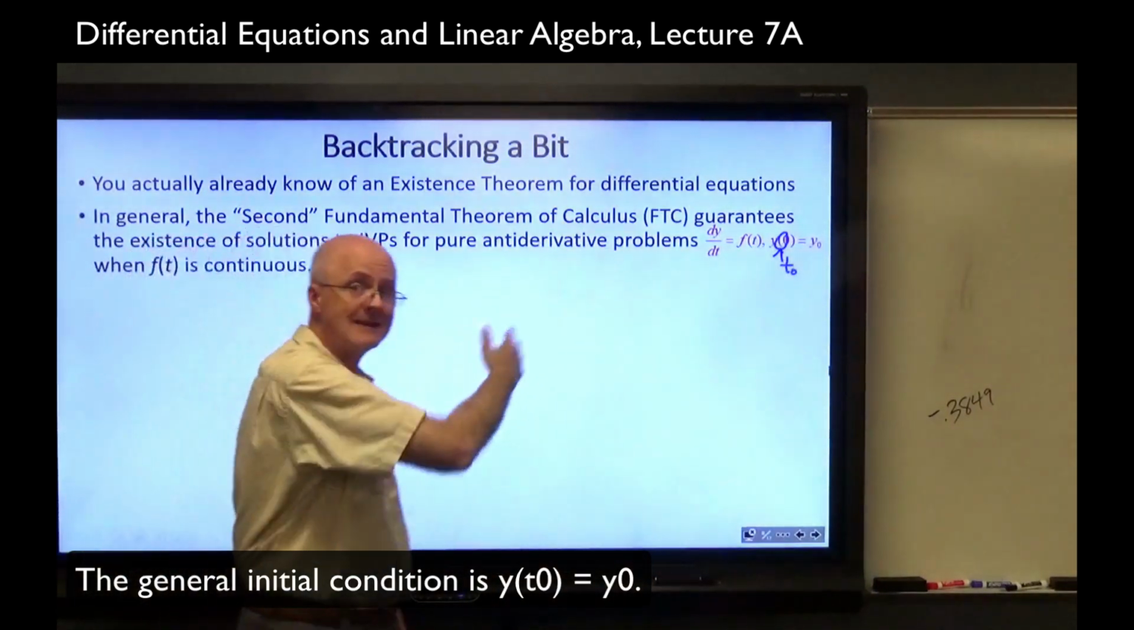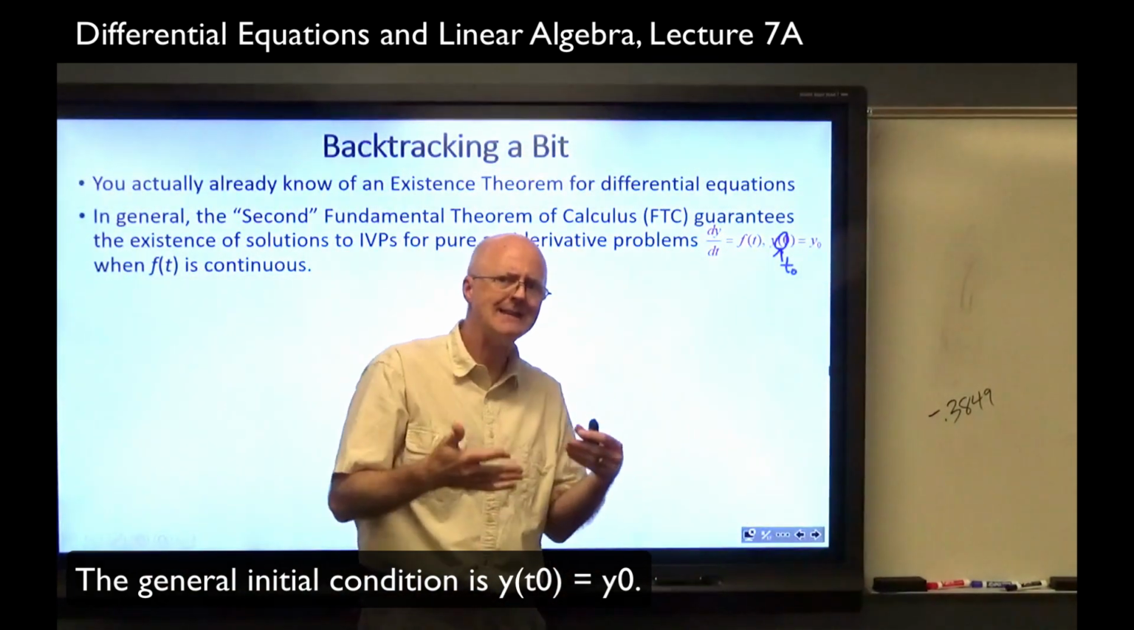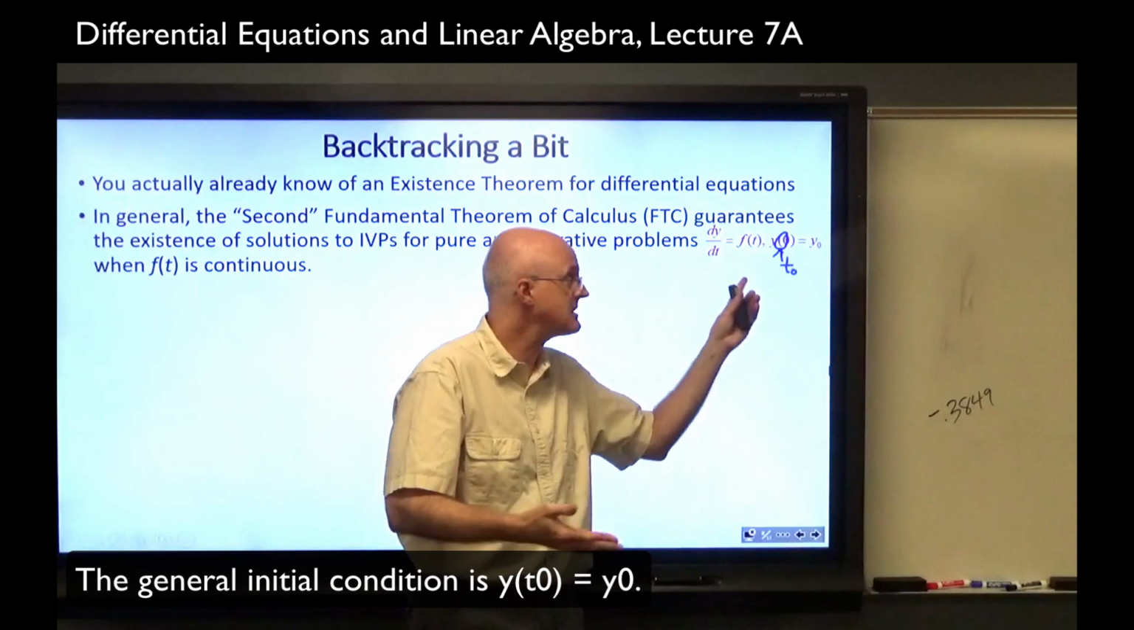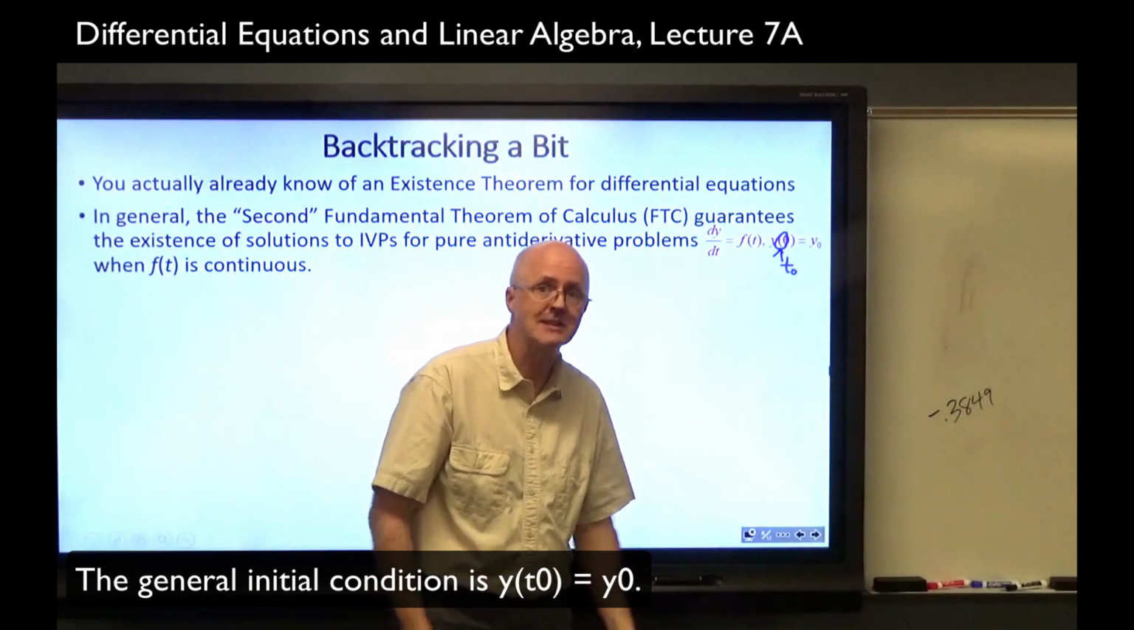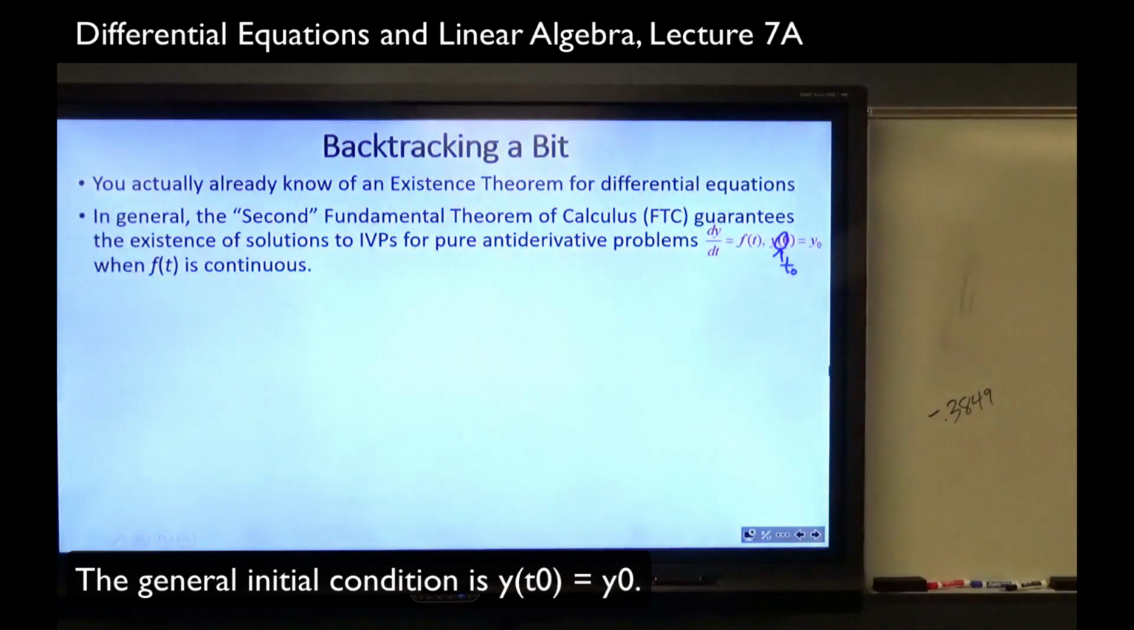The right-hand side only depends on t. It's not autonomous, it's not a function of y. It's not mixed, it's not an f of t comma y. It's just a pure f of t. It's just a calculus problem. Just integrate it to find the answer. And the fundamental theorem of calculus in its second form is what guarantees that you can do that if little f is continuous.